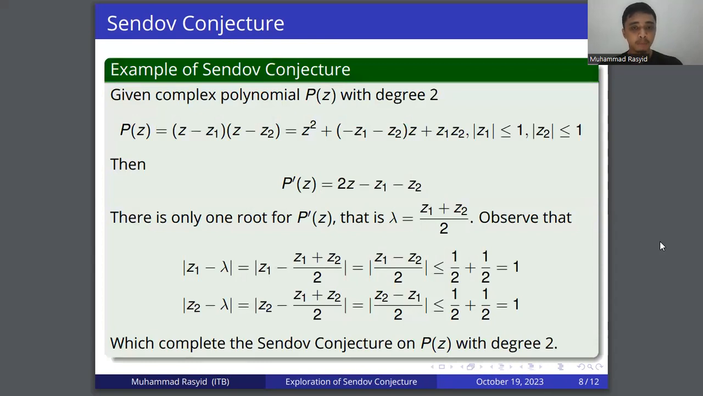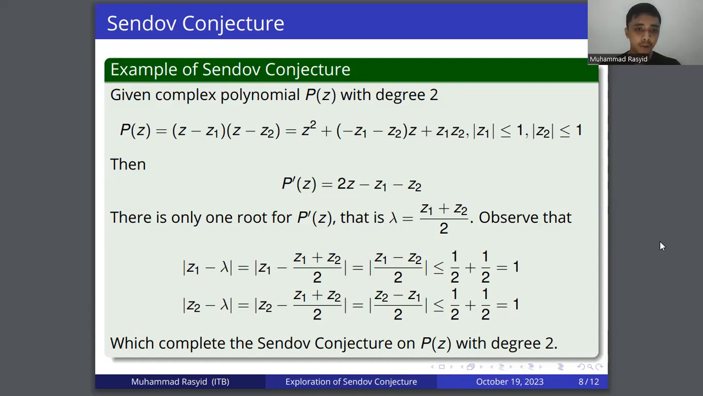Given complex polynomial P of z with degree 2. So P of z equals z minus z1 times z minus z2. In simplified way, z squared minus z1 plus z2 times z plus z1 z2. We know that modulus z1 and modulus z2 are equal or less than 1. Then the derivative, P prime of z, is equal to 2z minus z1 minus z2. There is only one root for P prime of z, or one critical point for P of z, that is lambda equals z1 plus z2 divided by 2.